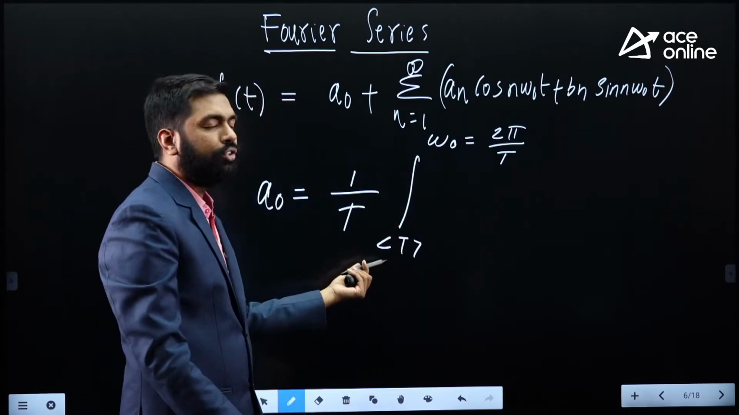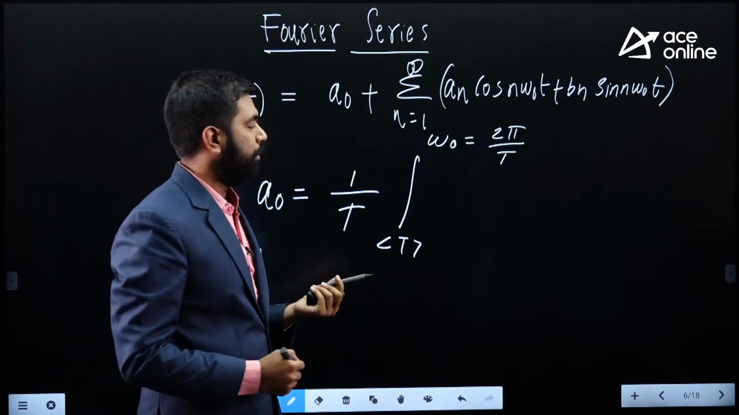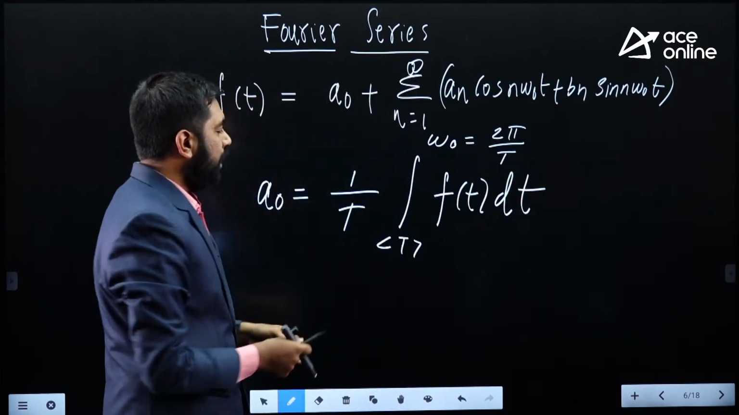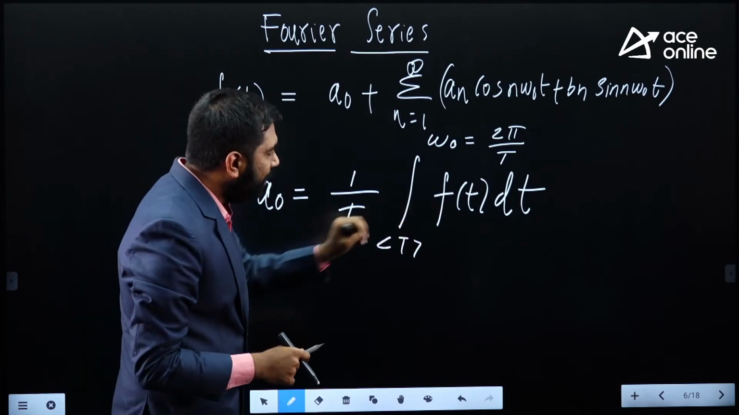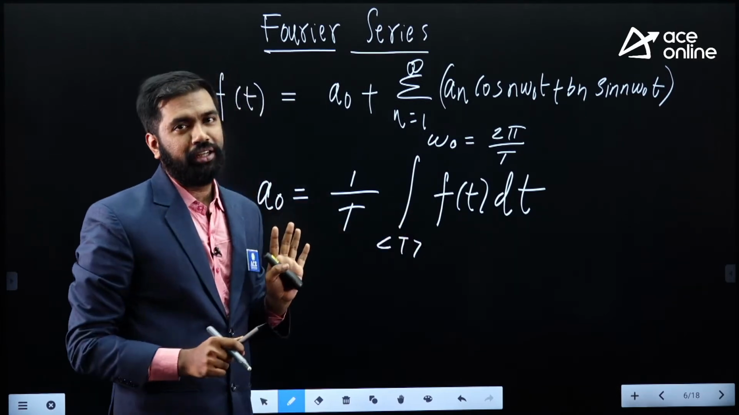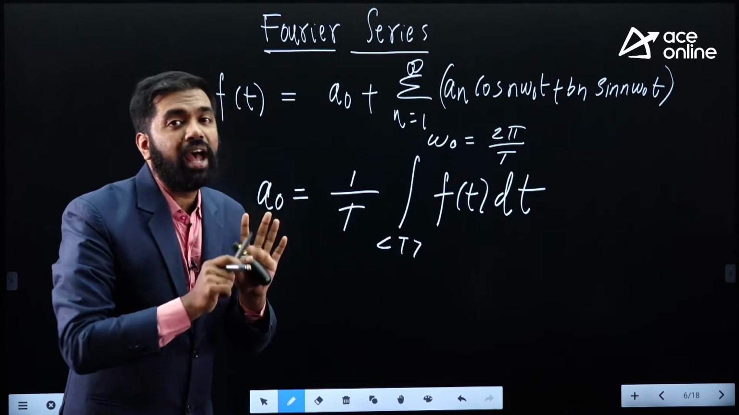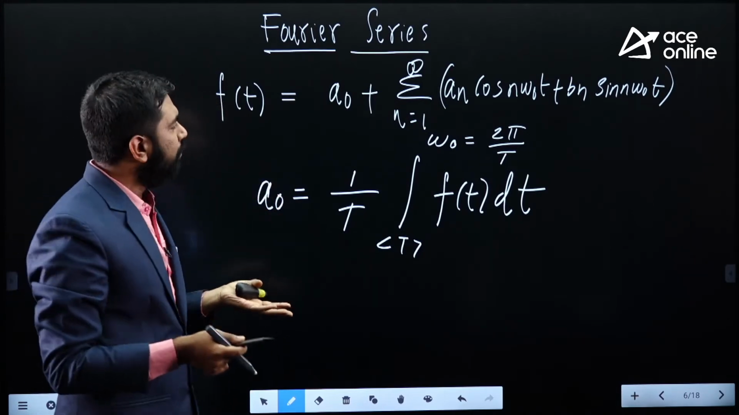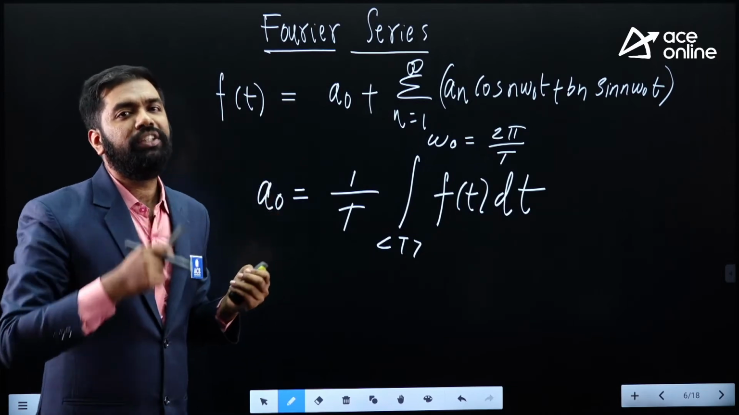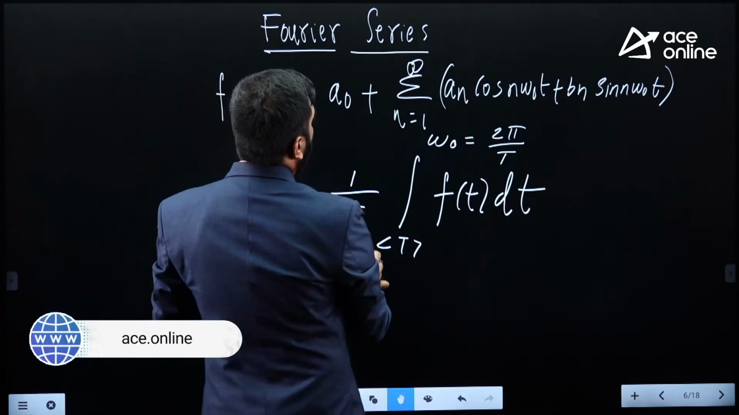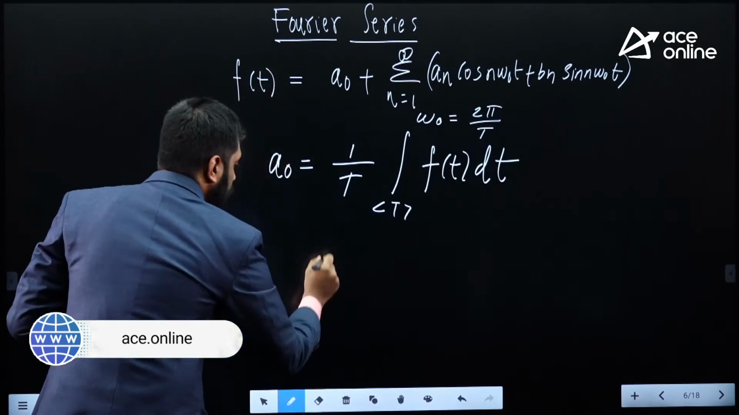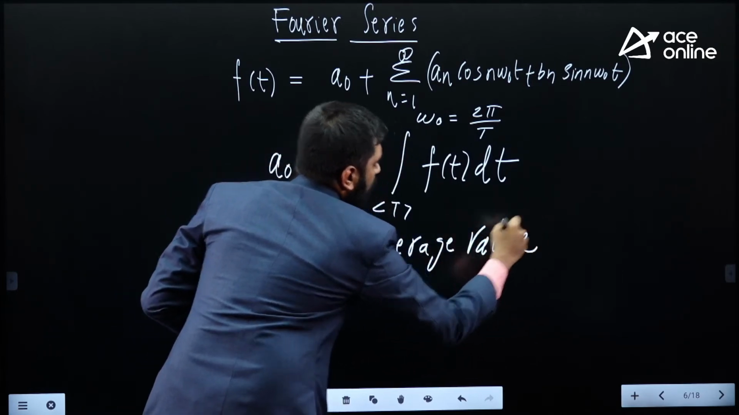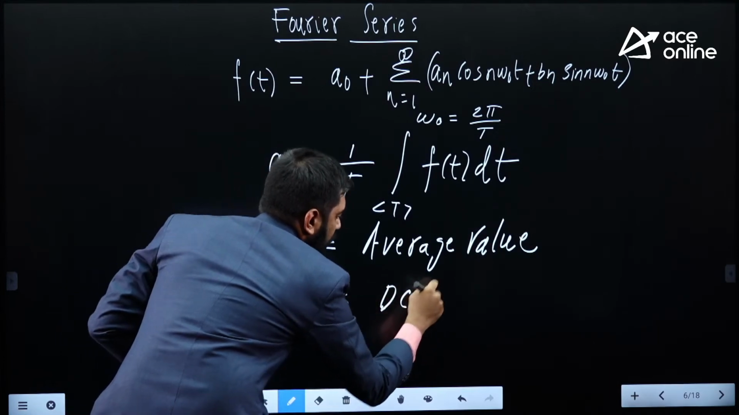The meaning is you need to integrate over one fundamental period. What are you supposed to integrate? F of t dt. So integrate the periodic signal in one fundamental period and then divide by that fundamental period. If you do this, you get the average value of the given signal. We also call this the DC value, or the constant term in the Fourier series representation. This is called the average value. It's also called the DC value.